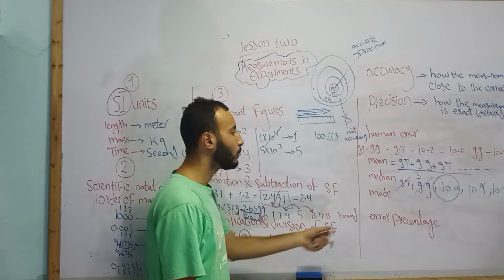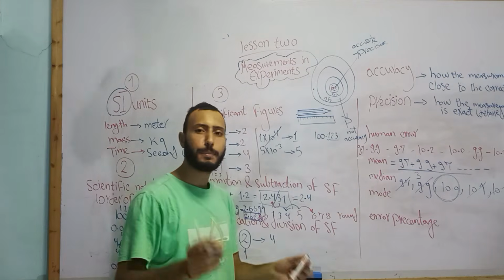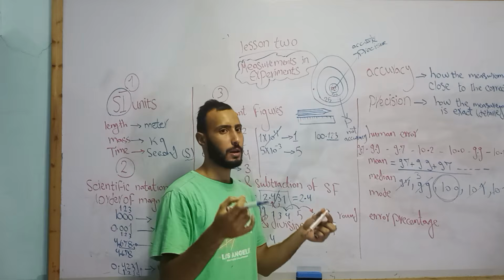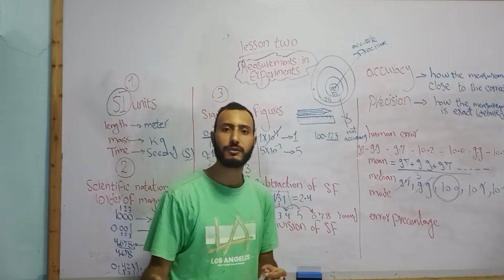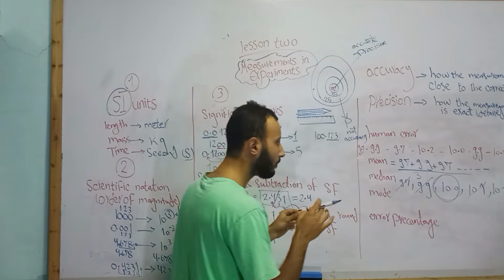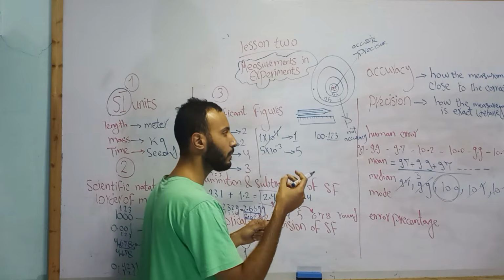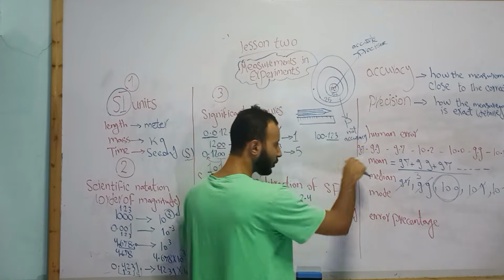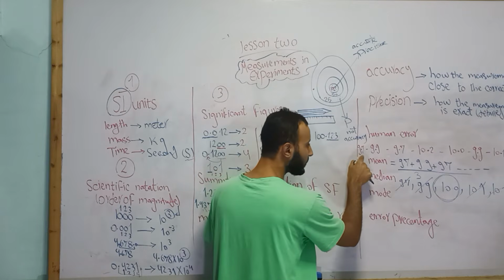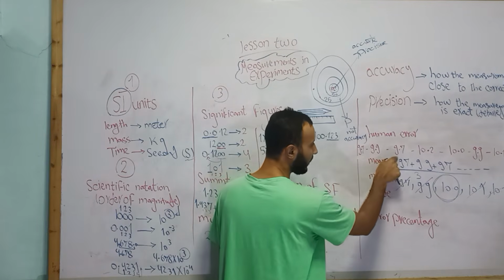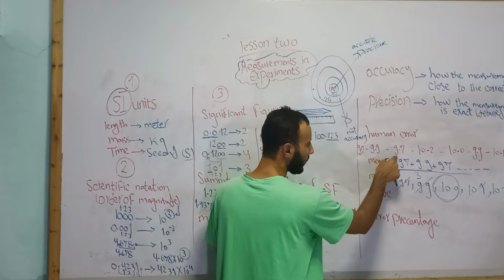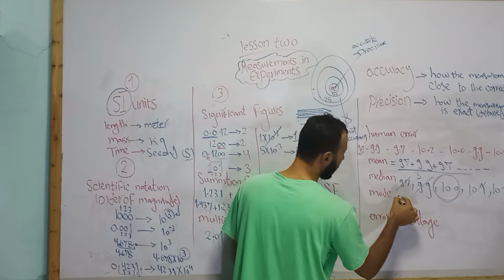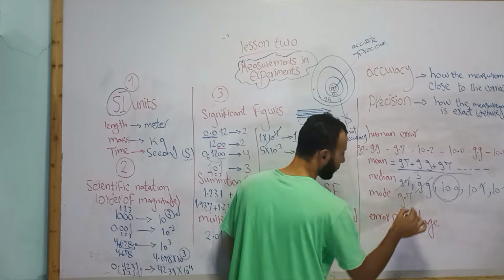Okay, and what about the mode? Mode is the most repetitive quantity or the most repetitive measurement. So I'm trying to find the measurement that has repeated many times. If you search here, you will find that 9.7 has repeated here and in this position also. 9.7 and 9.7. So the mode is 9.7.